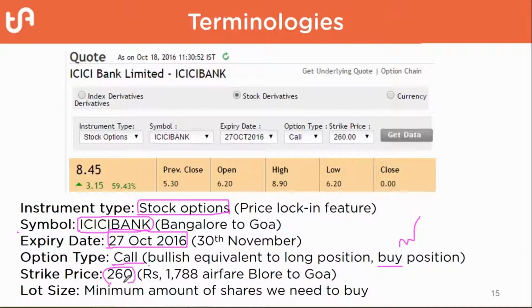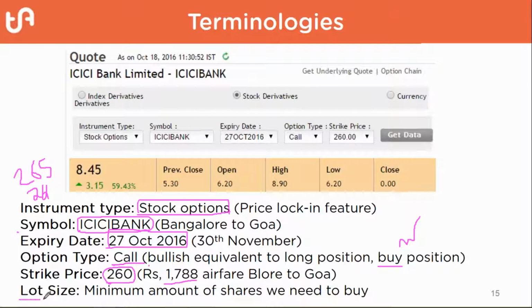And strike price is very important. Strike price was the current price. So when you got this feature, 1788 was the fare. So that becomes the strike price. So when you're looking at the strike price, it should be as close to the current price as possible. So from here, if the stock moves from 260 to 265, then you are making a profit, in fact even 261, anything above 260, you are in profit. So strike price is very important. You will start making profit above this strike price in case of a call or a buy option.